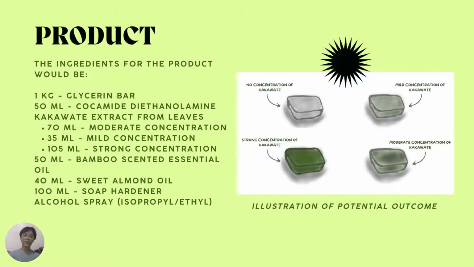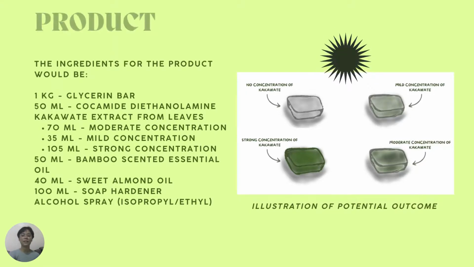And then we also have 50 milliliters of bamboo scented essential oil, or any essential oil that you would want to add for the scent. And then 40 milliliters sweet almond oil, 100 milliliters soap hardener, and then alcohol spray. You can use either isopropyl or ethyl. And on the right, you may see an illustration of the product you are expecting to derive from the process.